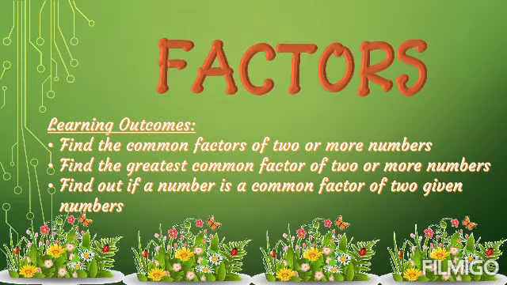Our lesson for today, class, will be all about factors. So we have here three learning outcomes, class. First, students should know how to find the common factors of two or more numbers. The second learning outcome is students should know how to find the greatest common factor of two or more numbers. The third and last learning outcome, class, is students should know how to find out if a number is a common factor of two given numbers.